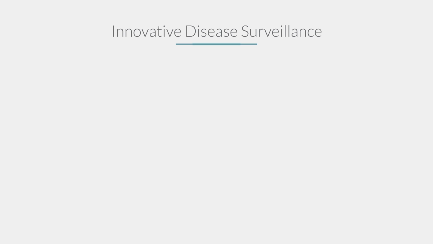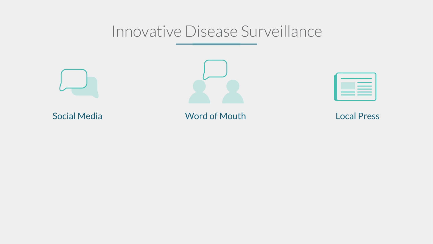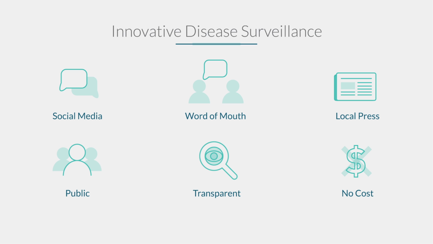Innovative disease surveillance is defined as gathering health information from informal information sources, such as social media, word of mouth, local press, etc., and sharing that information publicly, transparently, and at no cost.